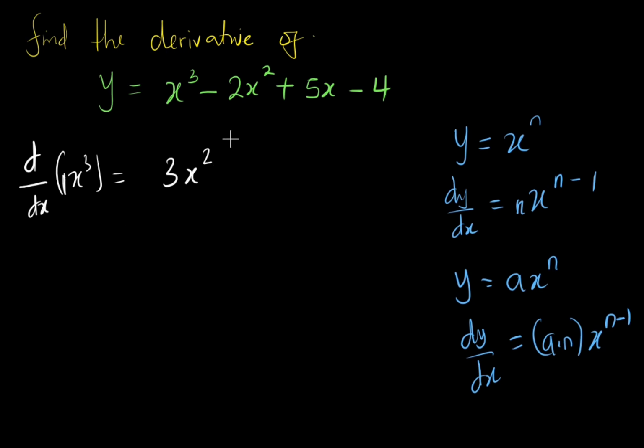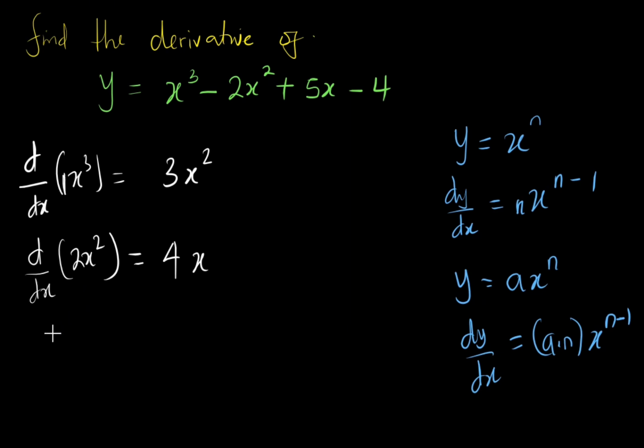Now the second term is 2x squared. So d/dx of 2x squared gives 2 times 2, which is 4. Bring back the x, then subtract 1 from the power: 2 minus 1 is 1. So you can just leave it as 4x.